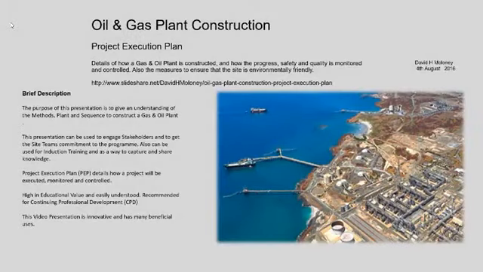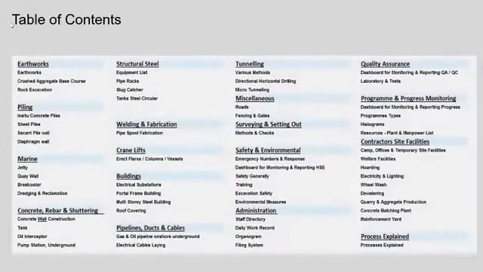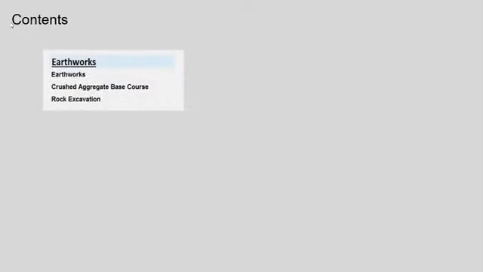This project execution plan details how a gas and oil plant is constructed, and how the progress, safety, and quality is monitored and controlled. Also the measures to ensure that the site is environmentally friendly.